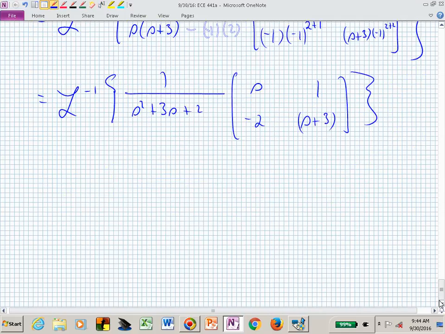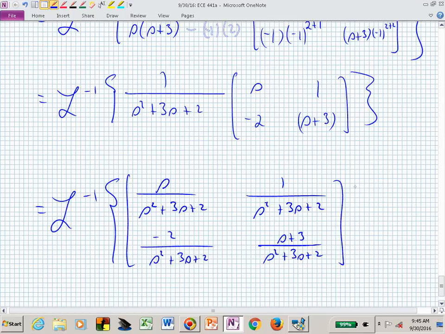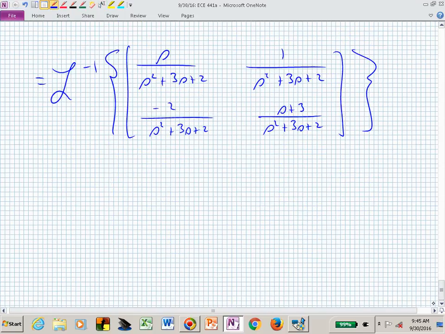Meaning, I now have my matrix that I can inverse Laplace transform. I have S over S squared plus 3S plus 2. I have 1 over S squared plus 3S plus 2. I have minus 2 over S squared plus 3S plus 2. And I have S plus 3 over S squared plus 3S plus 2. I have 4 elements in that matrix, and I now need to inverse Laplace transform each of those. Question?